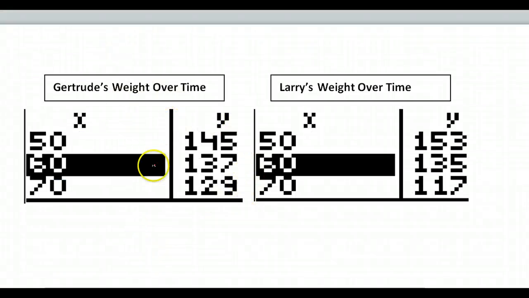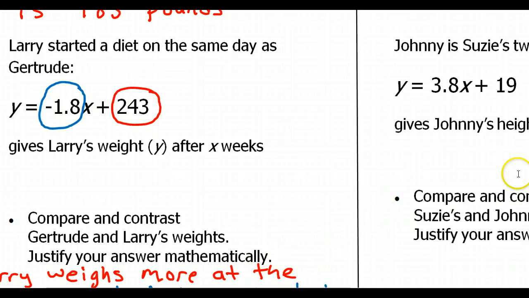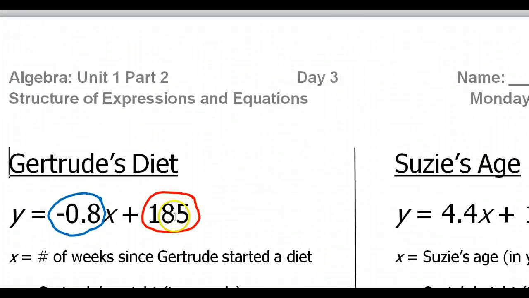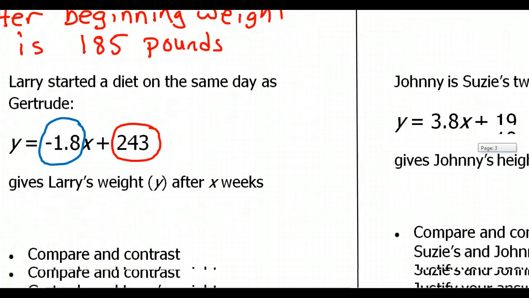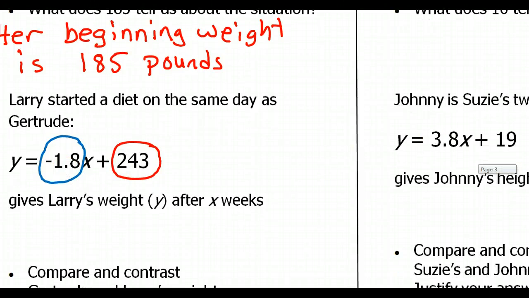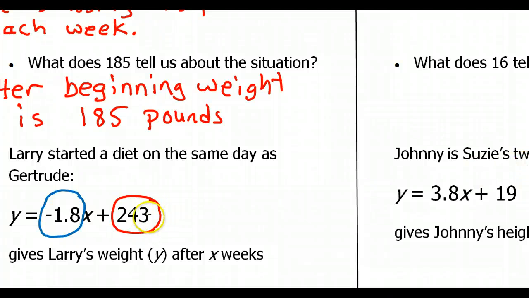Okay, so on the left, here's a small picture of Gertrude's weight over time, and on the right, here's a small picture of Larry's weight over time. Remember, Larry started out weighing more. Larry weighed 243 pounds at first, and Gertrude weighed only 185. So Larry weighed more at first, but Larry is losing weight faster. So it's possible that at some point Larry will go from weighing more to weighing less because he's losing weight faster.